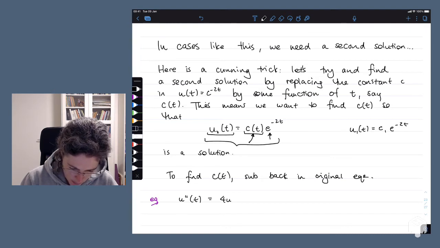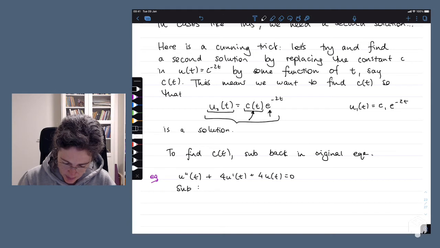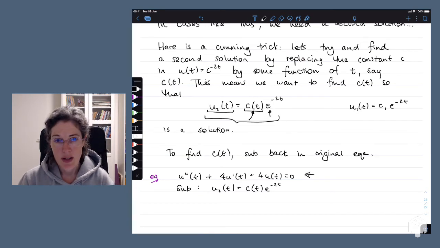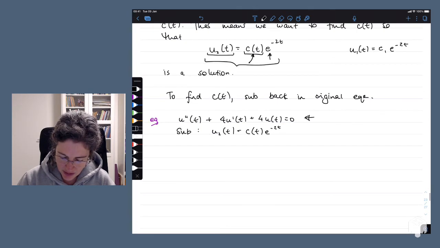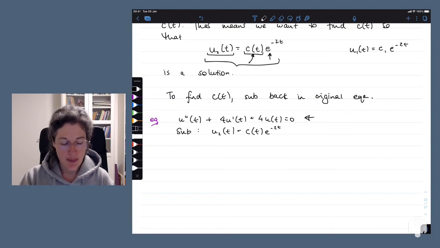Here is our, whoops, that should be a plus. So we're going to sub our u2 of t into that equation. Now this is going to get a little bit hairy. Please watch all the terms, but don't get afraid. It gets better. Okay, I'm just giving you a warning. We're going to end up with a lot of terms, but it's going to get better.